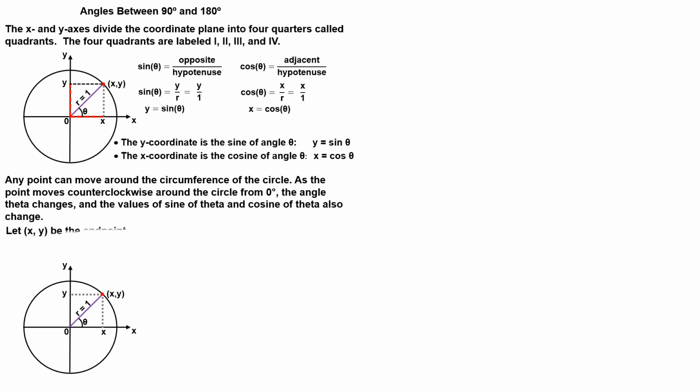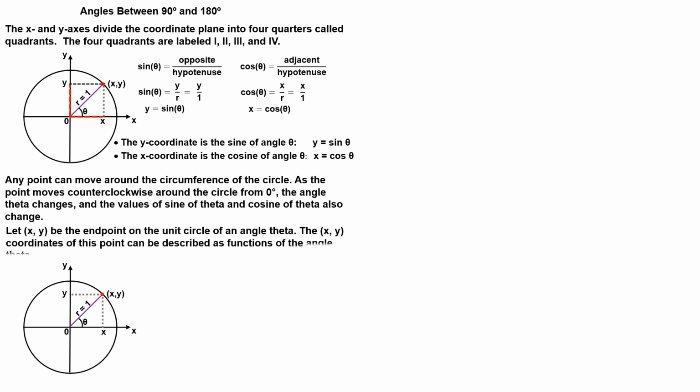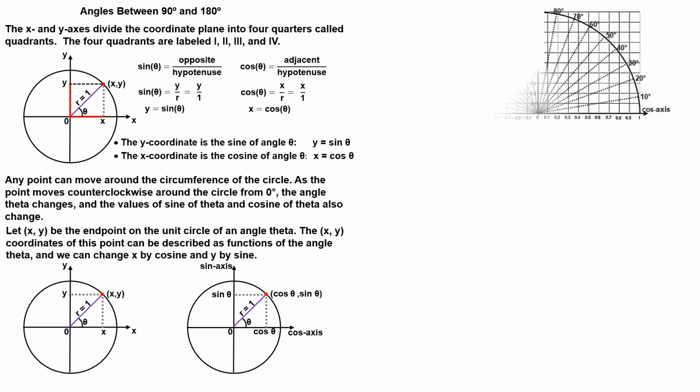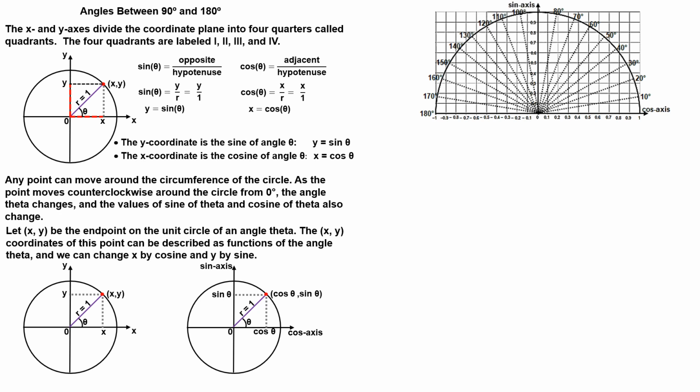Let x and y be the endpoint on the unit circle of an angle theta. The x and y coordinates of this point can be described as functions of the angle theta, and we can change x by cosine and y by sine. Take a look. At the moment, we are not interested in the unit circle as a whole. We are only interested in the half circle for angles between 0 and 180 degrees.